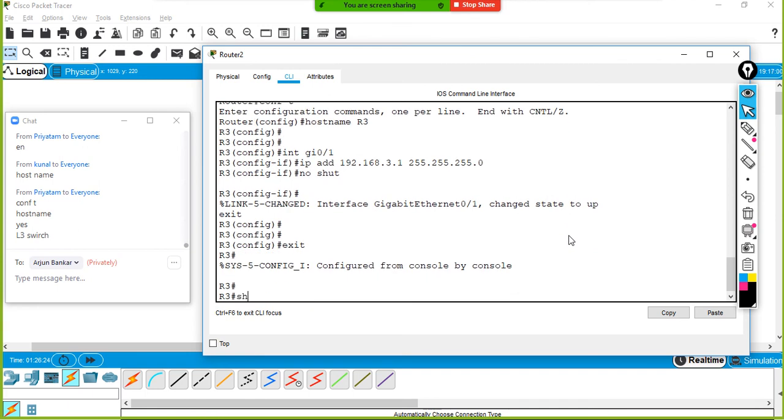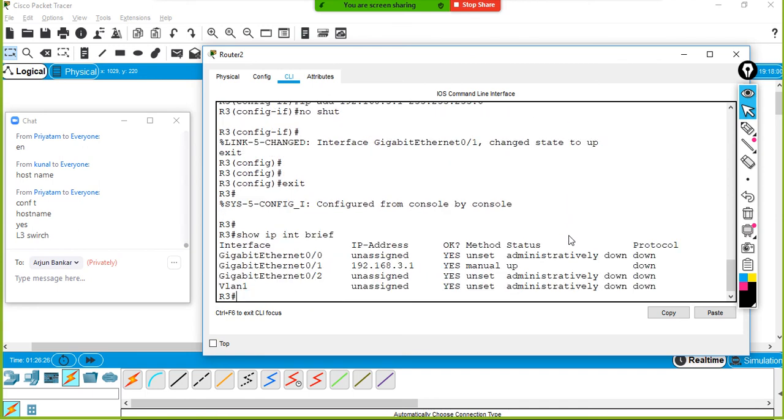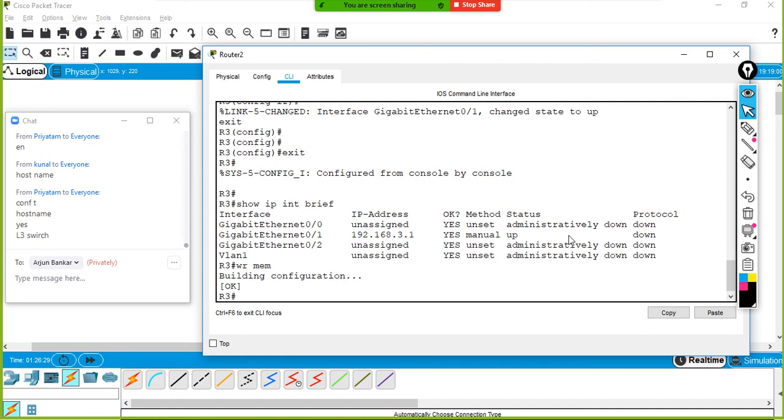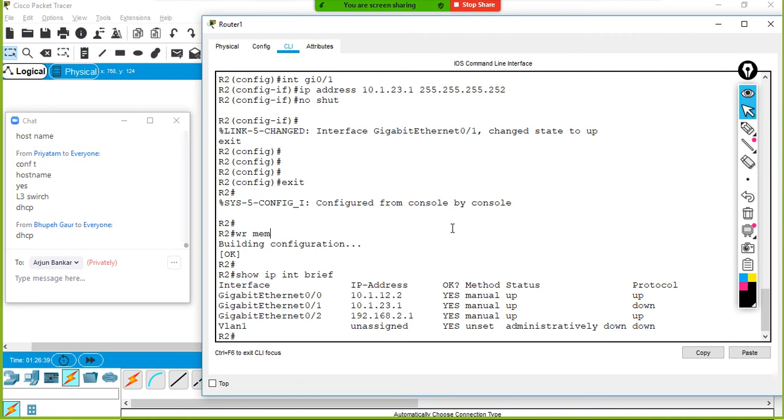Yeah. Guys, I think in Router 2 we forgot something. What is that? Can anybody tell me? In Router 2 we forgot something. DHCP. Yeah? Thank you, Preetham. Let's go and check it. Let's go and configure it.